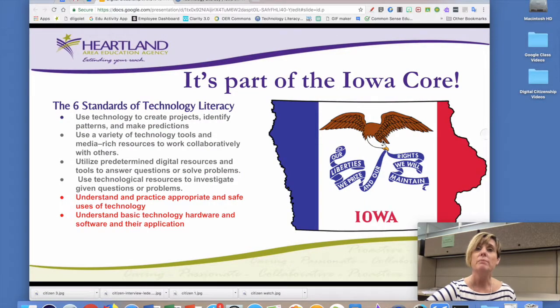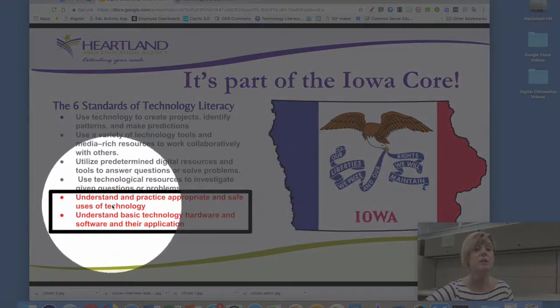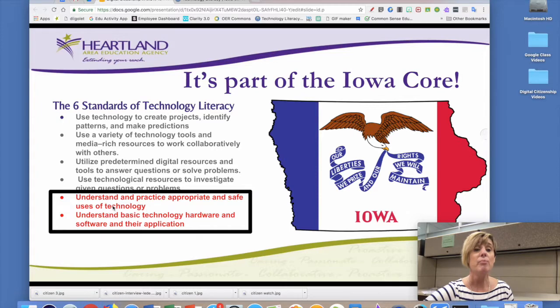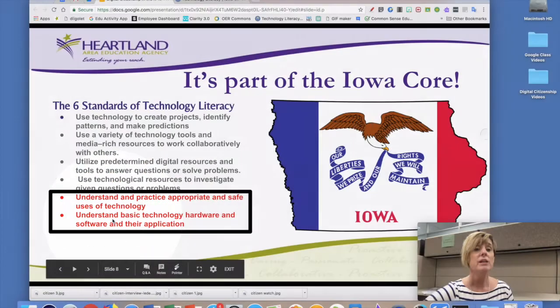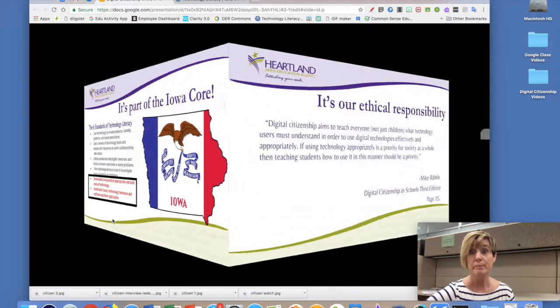Reason number 3, good old state of Iowa. It is part of the Iowa Core that we teach technology literacy, and the 2 that I think are most important here, if we look at these, understand and practice appropriate and safe uses of technology. That's digital citizenship. And that can even expand to number 6, which is where you understand the basic technology, hardware, and software of a computer and that applications on that computer. That can also be rolled into digital citizenship.